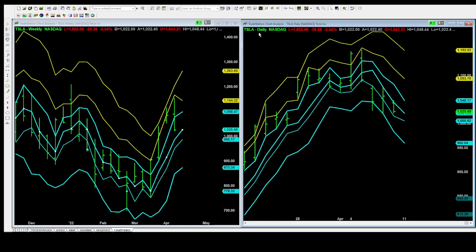If this is the Tesla daily chart, that means each bar is the real-time Tesla stock price in 1 day. Today is April 9th, Saturday. So this is the past week, April 4th to April 9th, Monday, Tuesday, Wednesday, Thursday, and Friday. So this is 1 week's data.